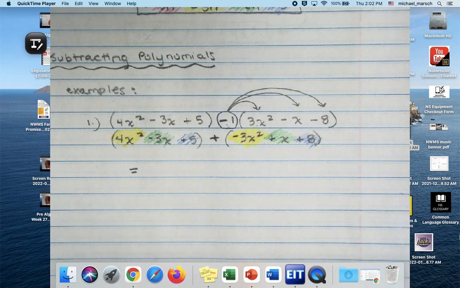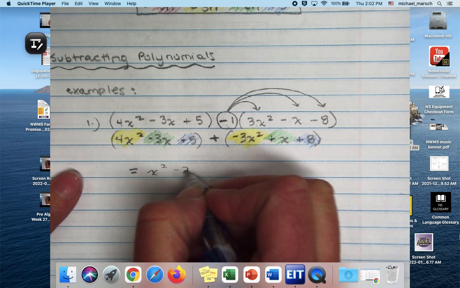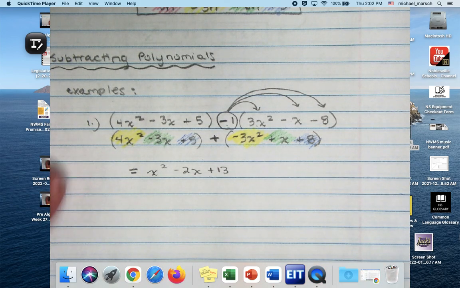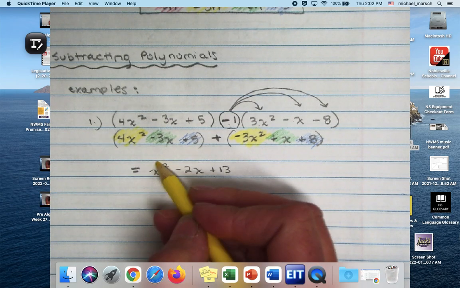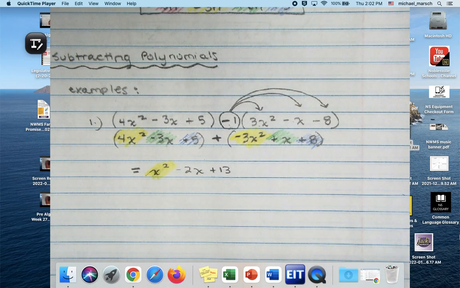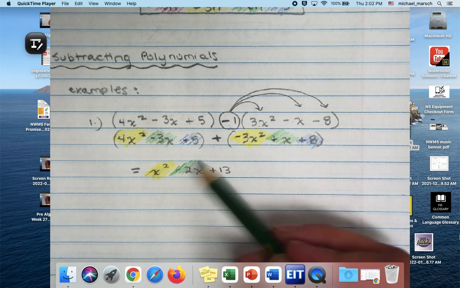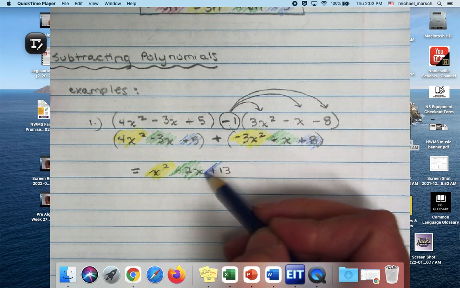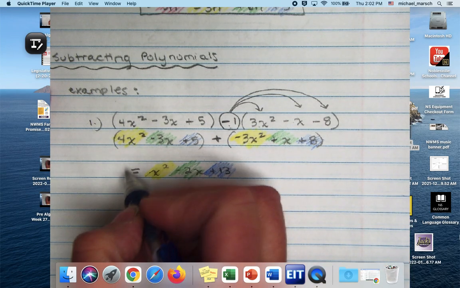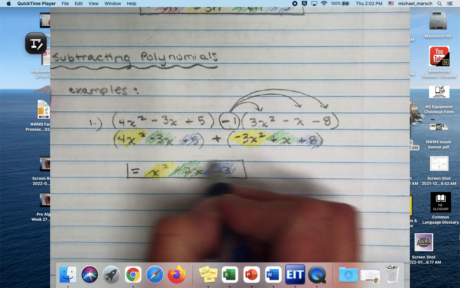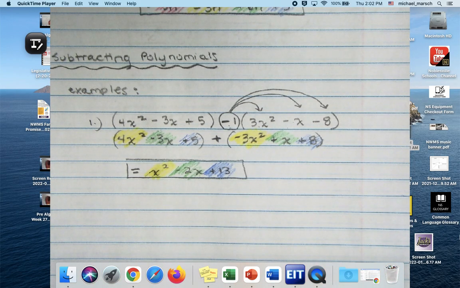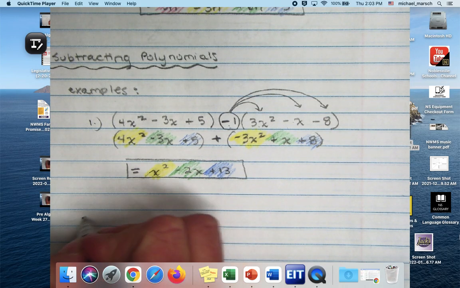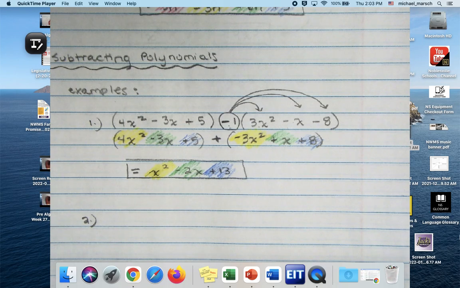Eden. X squared minus 2x plus 13. Perfect. X squared minus 2x plus 13. How many of you had that on your paper? Nice job. Okay, last one. And then you're going to do some practice. You can collaborate while you're practicing.